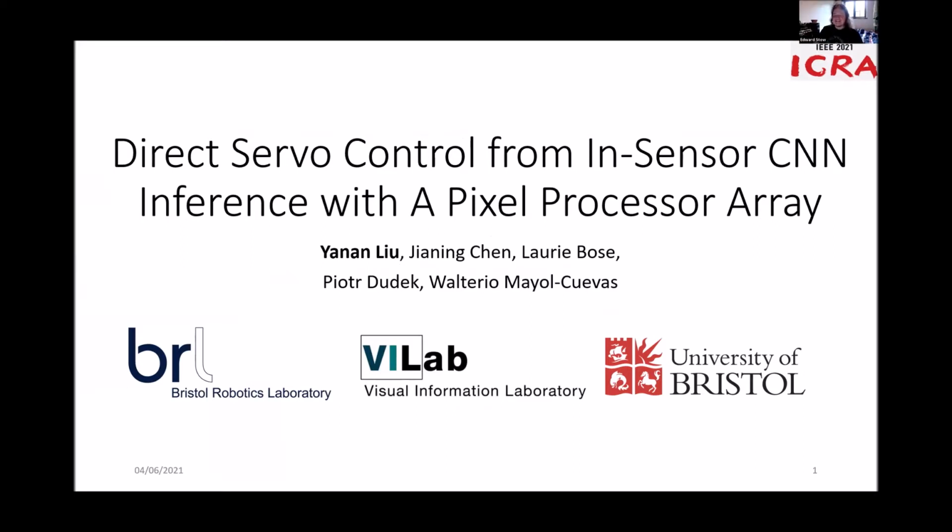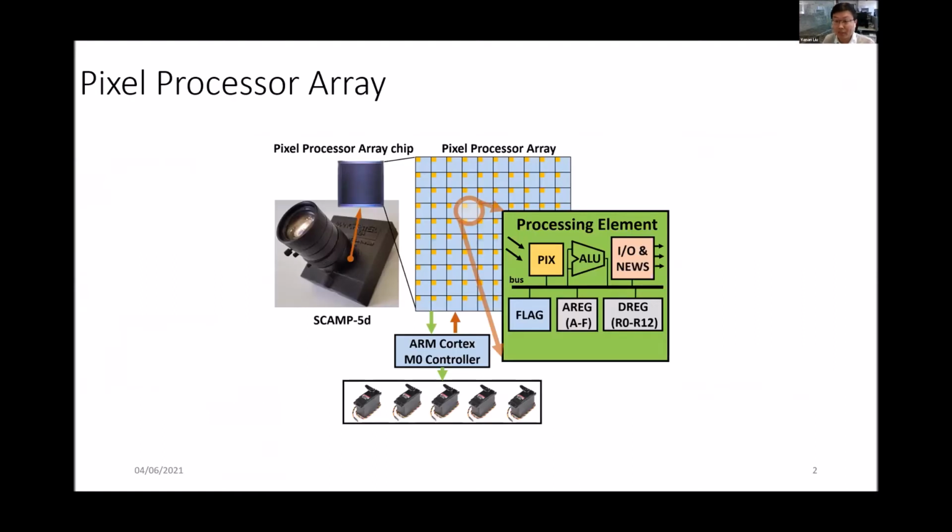Hi, everyone. I'm Yanan Liu from the University of Bristol, a PhD student supervised by Professor Wataru. I'm going to talk about my accepted ICRA workshop papers. You may already know the design principle of the pixel processor array introduced by Professor Dudek. The CNN inference in this work is wholly performed on the pixel processor array, and the servos can be controlled through the GPIO from the ARM M0 controller, and a maximum of 5 servos is supported to set up a more comprehensive sensory motor system.